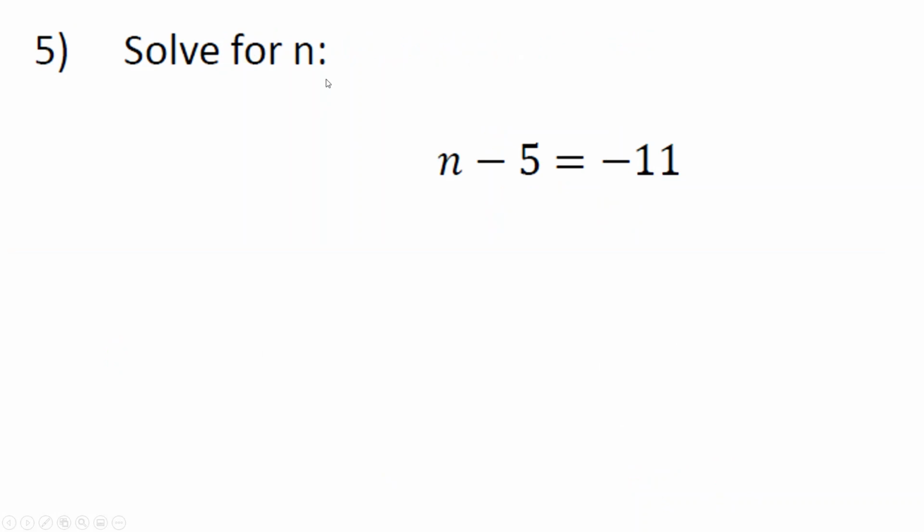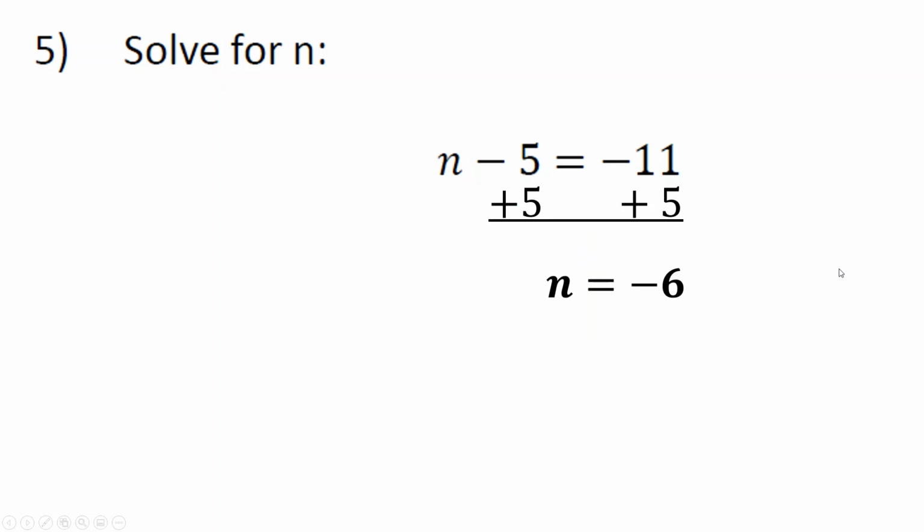Solving for n, we've got the mystery number. We're subtracting 5 from it, and we're getting negative 11. What would n have to be? To solve for n, you could add 5 to cancel out the minus 5. You have to do it to both sides. You end up getting a negative 6. n is equal to negative 6.